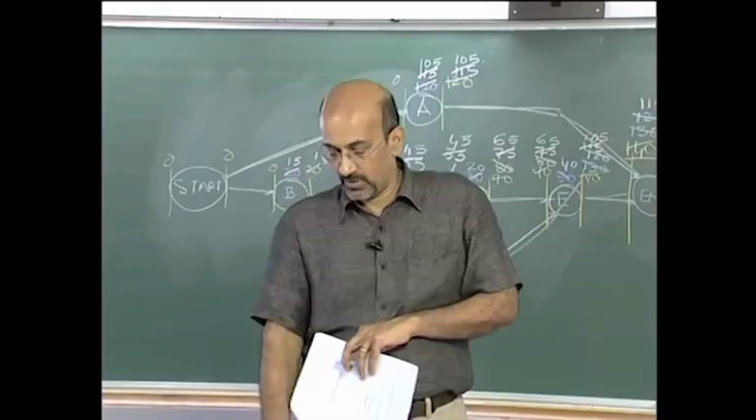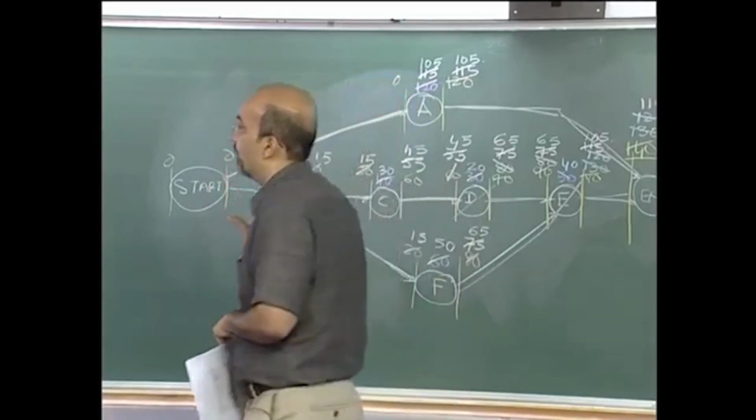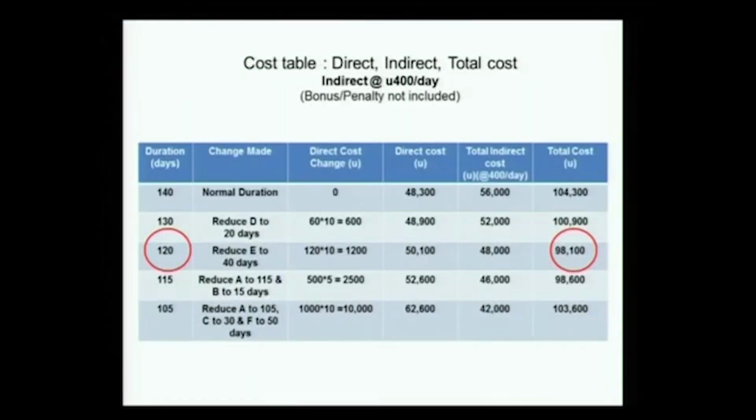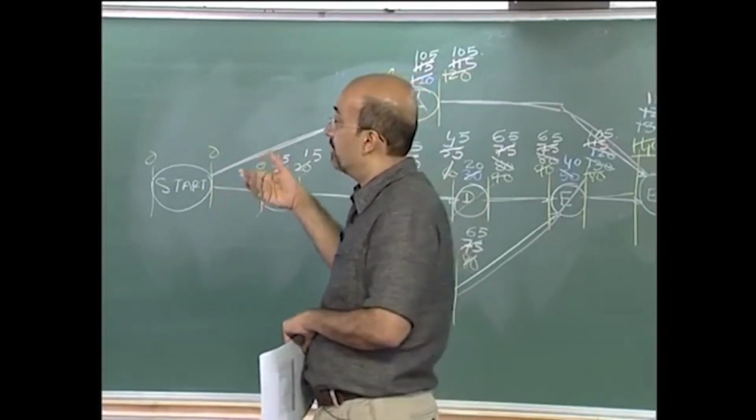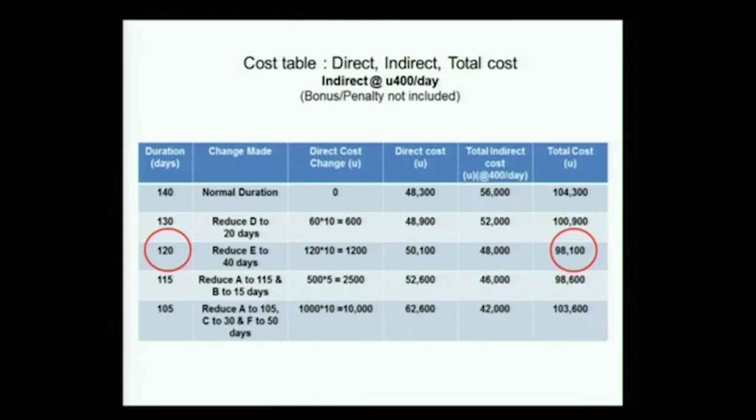It's just 20 into 300. No, we need to know the schedule first. Our normal duration is 140. If it is 140, there is no bonus and no penalty. If it is 130, 10 days of bonus, so it will go to 3000. If it goes to 120, it will be another 3000. Now what if I exceed 140? If I go to 150?